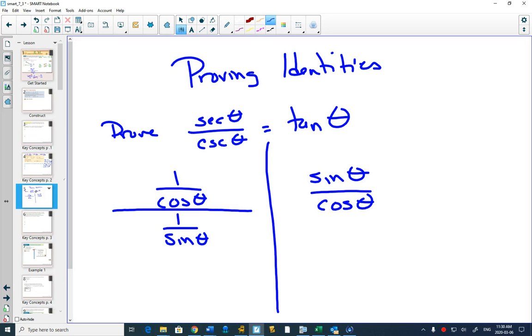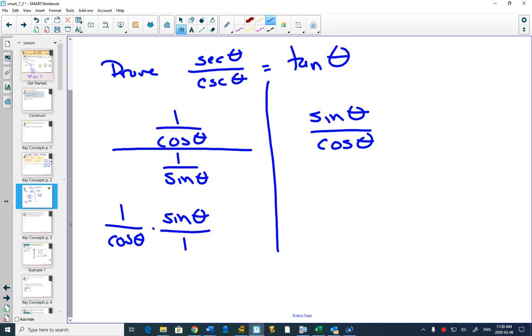Okay? But now I have a fraction divided by a fraction, so I'm going to show my work. That's the same as multiplying by the reciprocal. So I write the reciprocal. How do I multiply fractions? Multiply my numerators, multiply my denominators. And so 1 times sine is sine theta. 1 times cos is cos theta. And we have completed the puzzle. We wanted to manipulate both sides to make them identical. That's what a trig proof looks like.